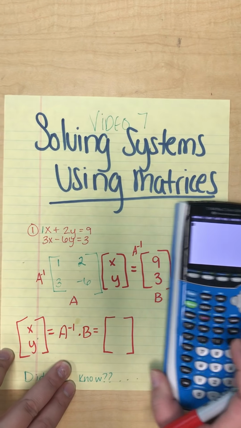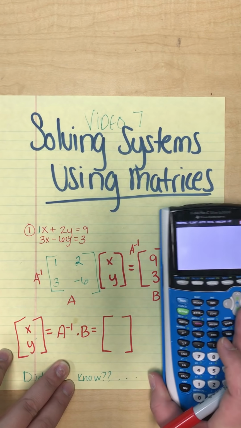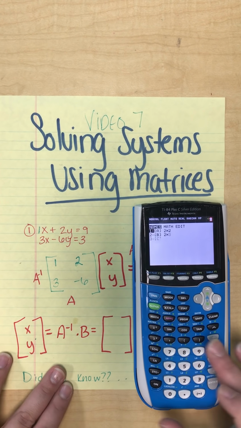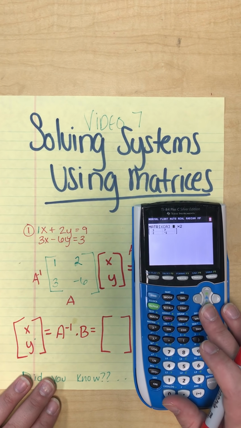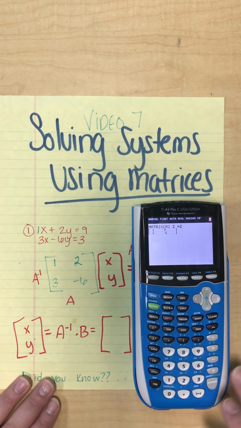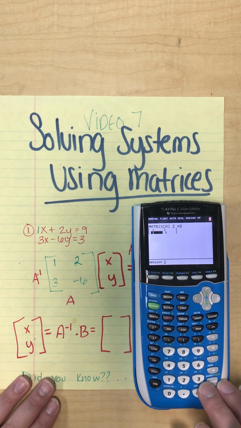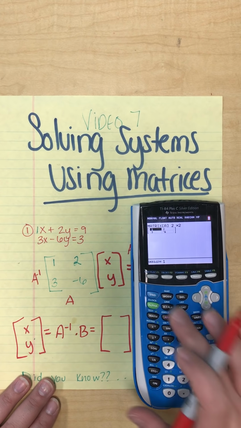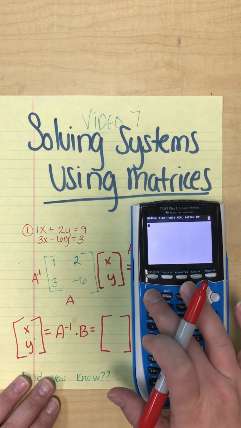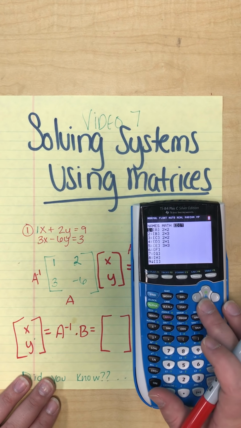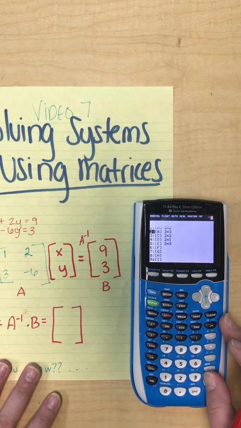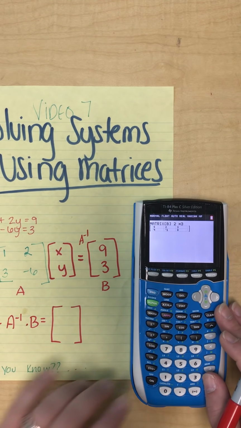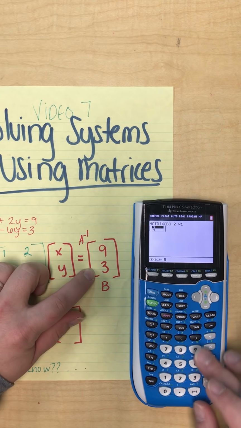So this is what this looks like. In my calculator, I'm going to go second matrix. So I'm in my matrix menu. I'm going to go over to edit, and I'm going to edit my first matrix to be a 2 by 2. And then I'm going to type in 1, 2, 3, -6. And then I'm going to quit that. I'm going to go back in my matrix menu again, go over to edit, and now I'm going to go down to B, and in matrix B I'm going to type in a 2 by 1 this time, and I'm going to type in 9 and 3.